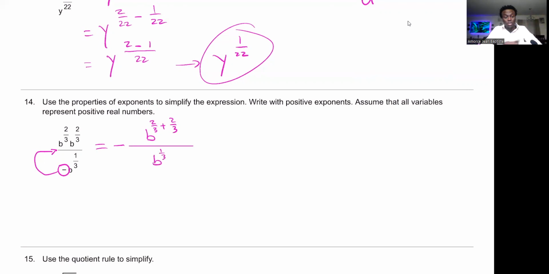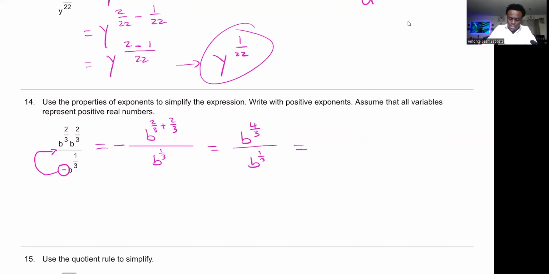The negative sign goes up in front of the fraction. It doesn't change the process. So that equals, I'm not working with the denominator yet, so that I can keep it. And then that's b to the power 4/3.